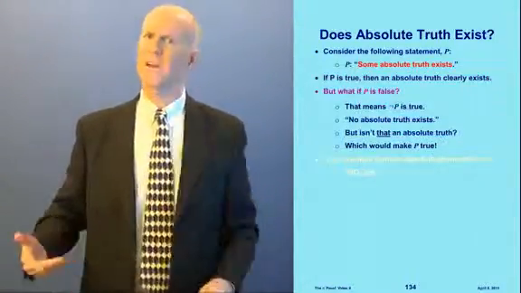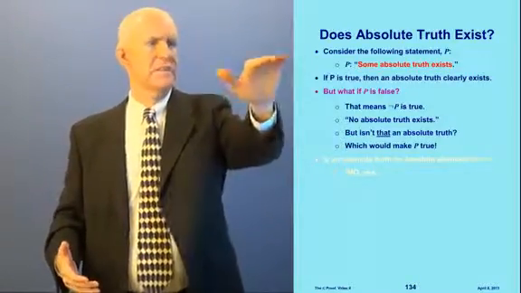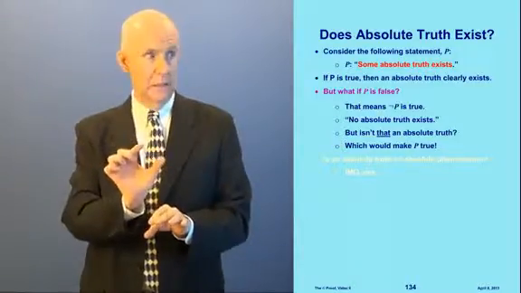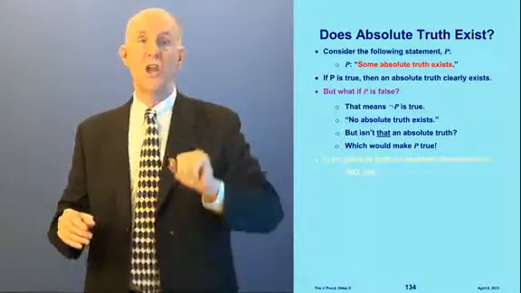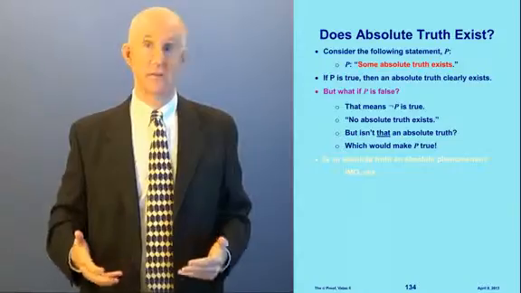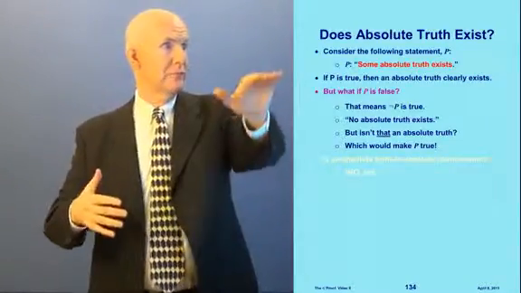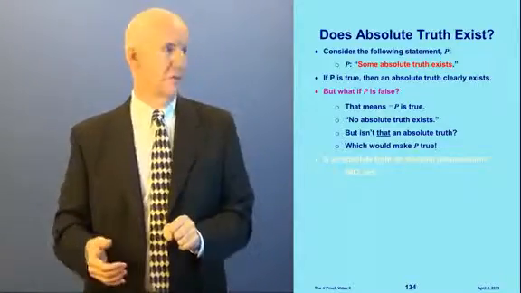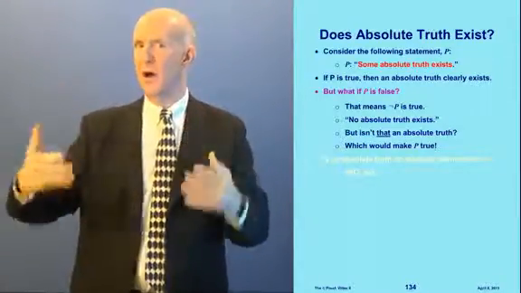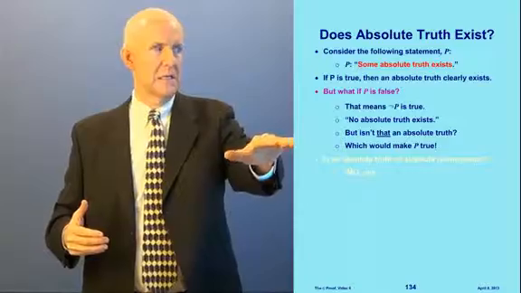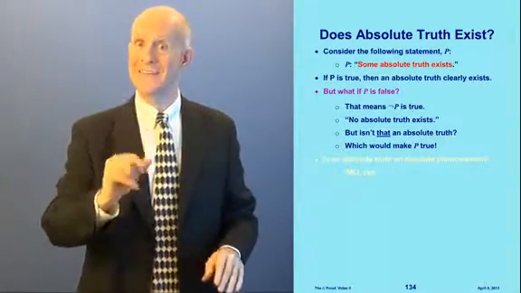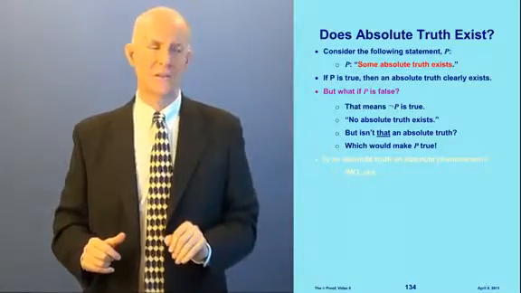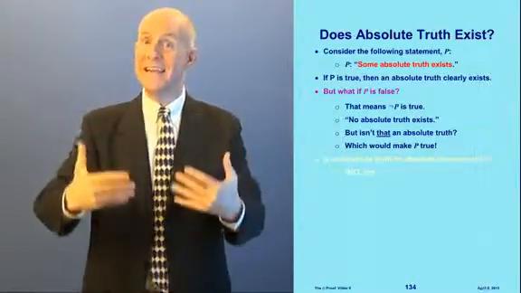Okay? But what if P is false? What if this sentence, this red sentence here, is false? Well, that means that not P is true. It means no absolute truth exists, right? If "some absolute truth exists" is false, that means there is none. No absolute truth exists. Now, if no absolute truth exists, isn't that an absolute truth? In other words, if it's true that no absolute truth exists, then isn't that statement an absolute truth?